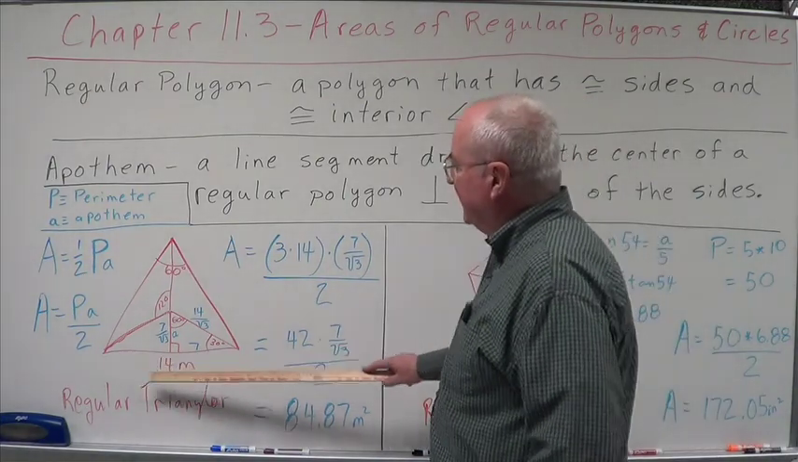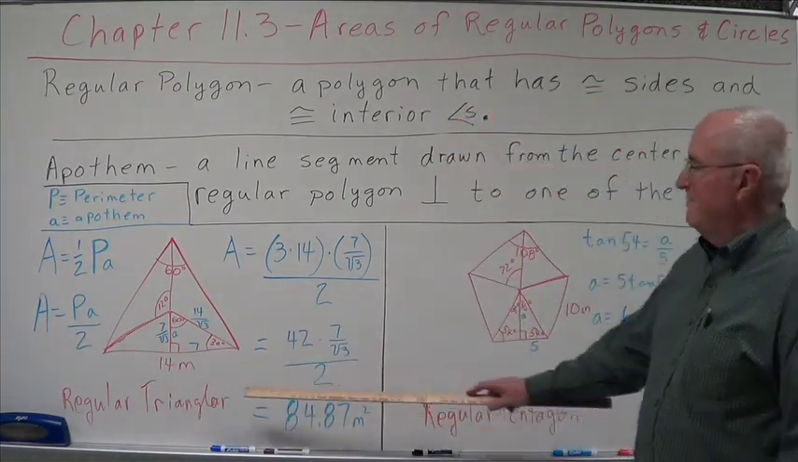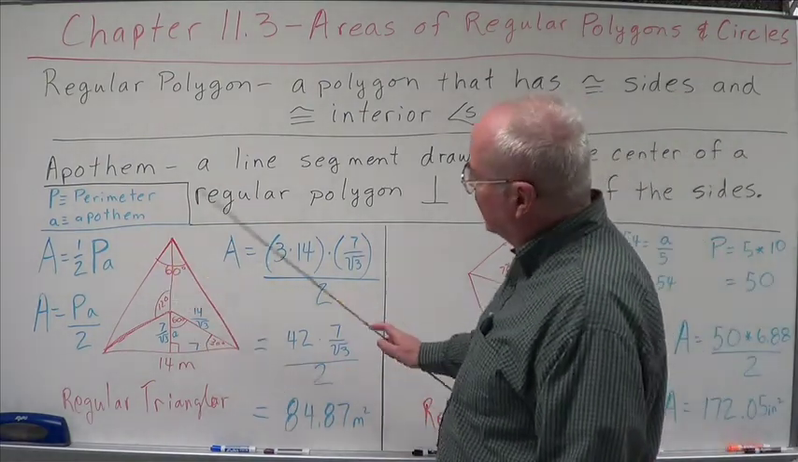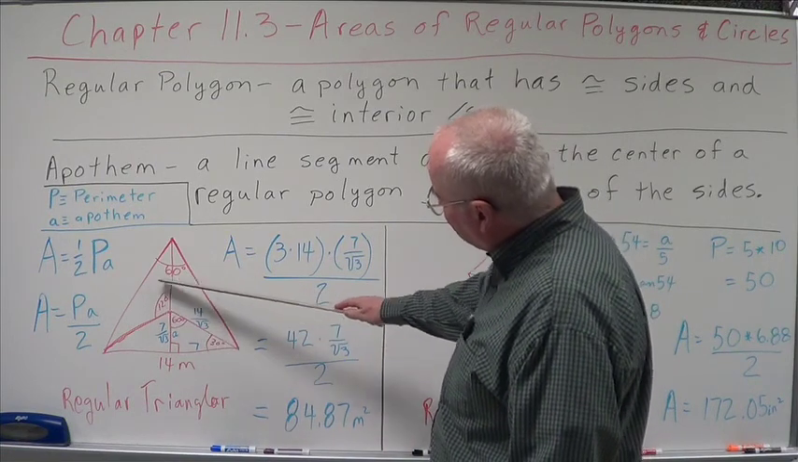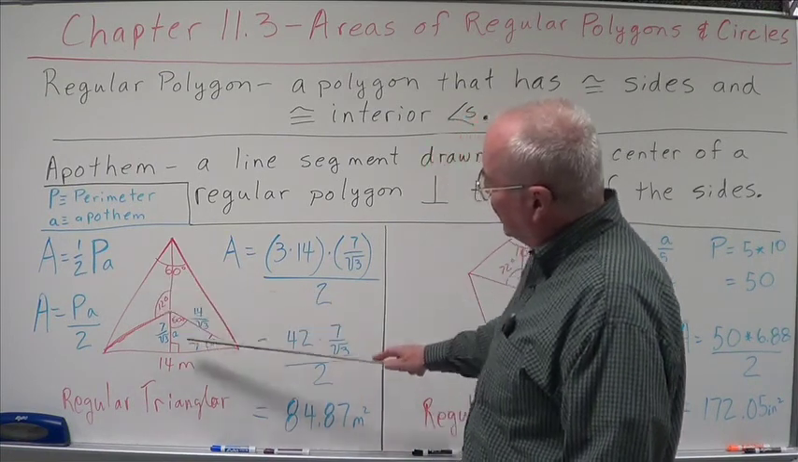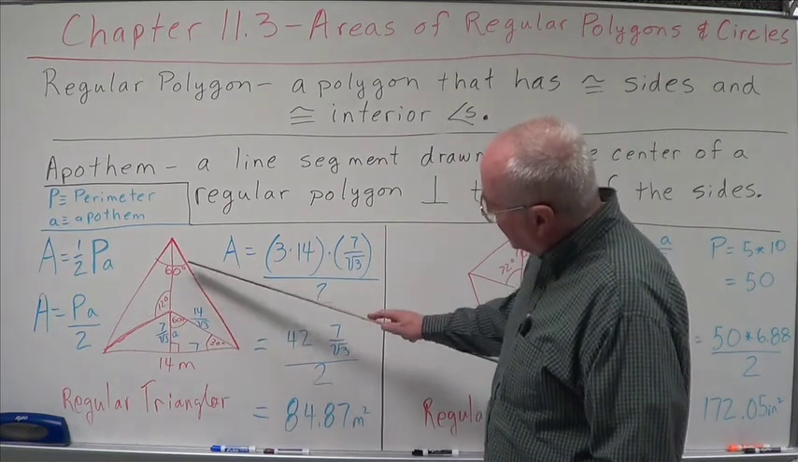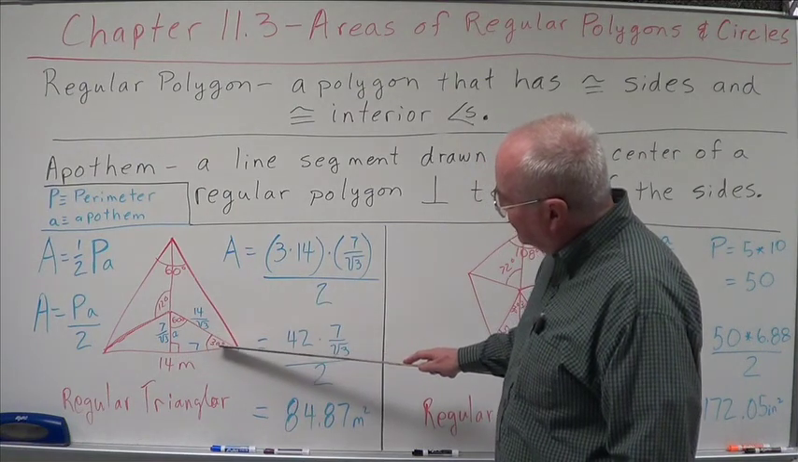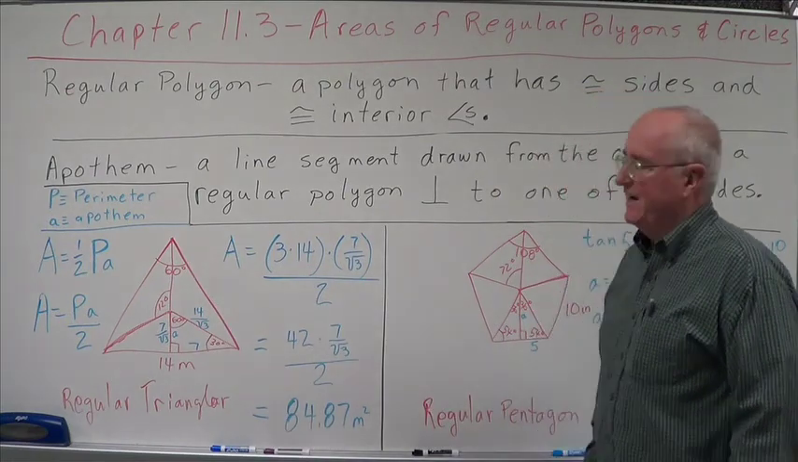We've got one of these sides is 14. Okay? 14 meters. So we look at this and we know that this angle right here is 60. We know this is 120. Well, if this is 120, then this part of it is 60. If the whole thing there is 60, we know this piece of it is 30 degrees. So that's a 30, 60, 90.